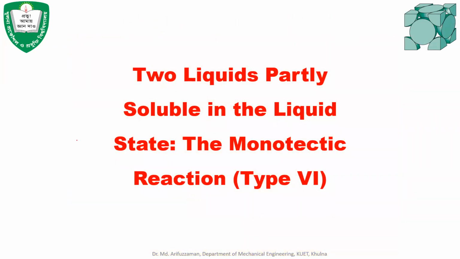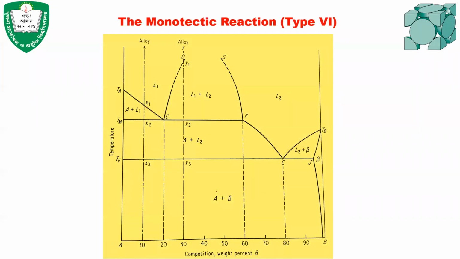Okay, so the next is the two liquids partly soluble in the liquid state. In this case, a monotectic reaction actually takes place, and that is the type 6 phase diagram. If you look at the type 6 phase diagram, it will be similar to the other diagrams, the only difference is in the liquid state.